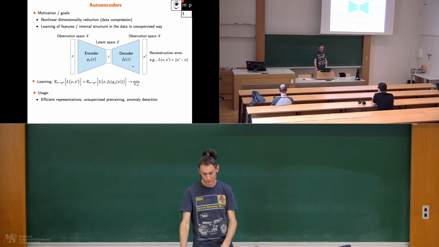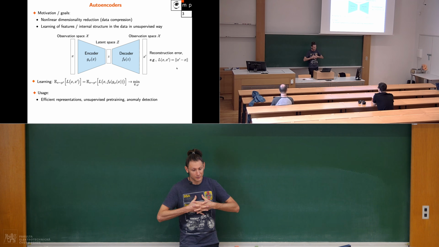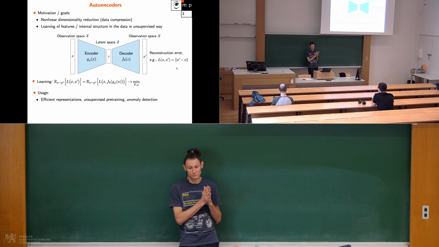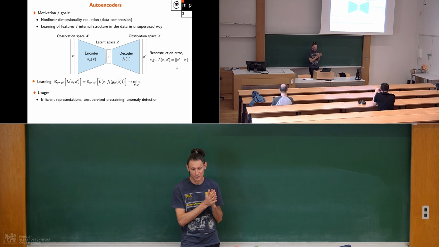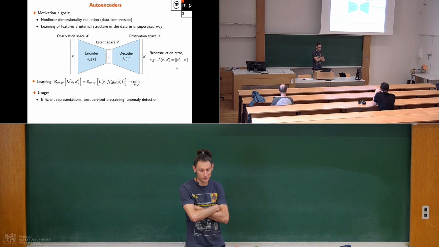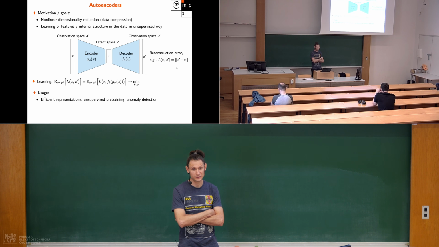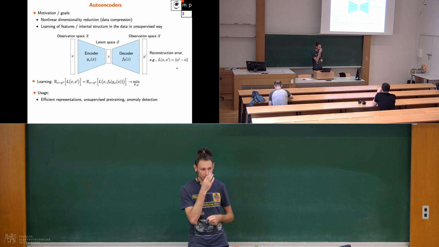Then the learning is that we want to learn the parameters of these two mappings such as to minimize this reconstruction loss. And that has found some usage: these latent representations could be used as features for some other tasks, like learning a classifier or something. It was used also at some point as unsupervised pre-training.